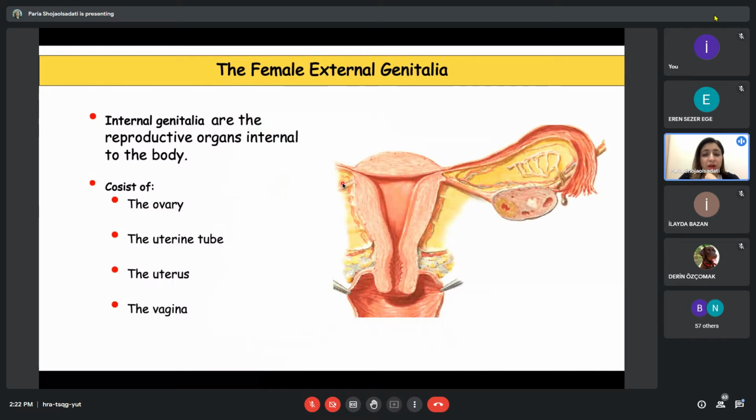The internal genitalia are located inside the body. They start at the level of the ovary, continue with the fallopian tube, and you can see the uterus and vagina. The vagina is sometimes described, in other terms, as the connection between the internal and external organs, but it is a part of the system that is located inside the body. For this reason, it is classified as an internal genital organ.